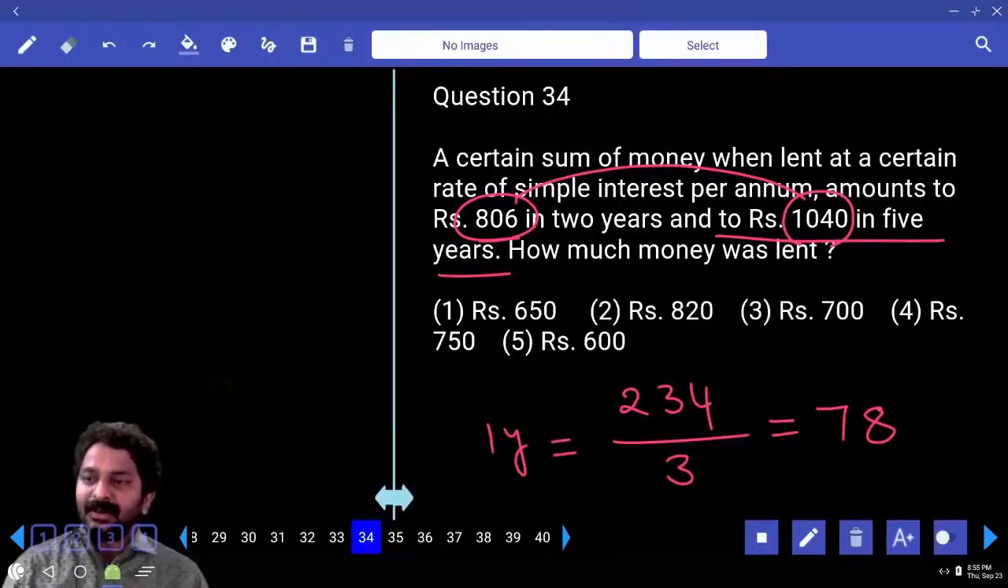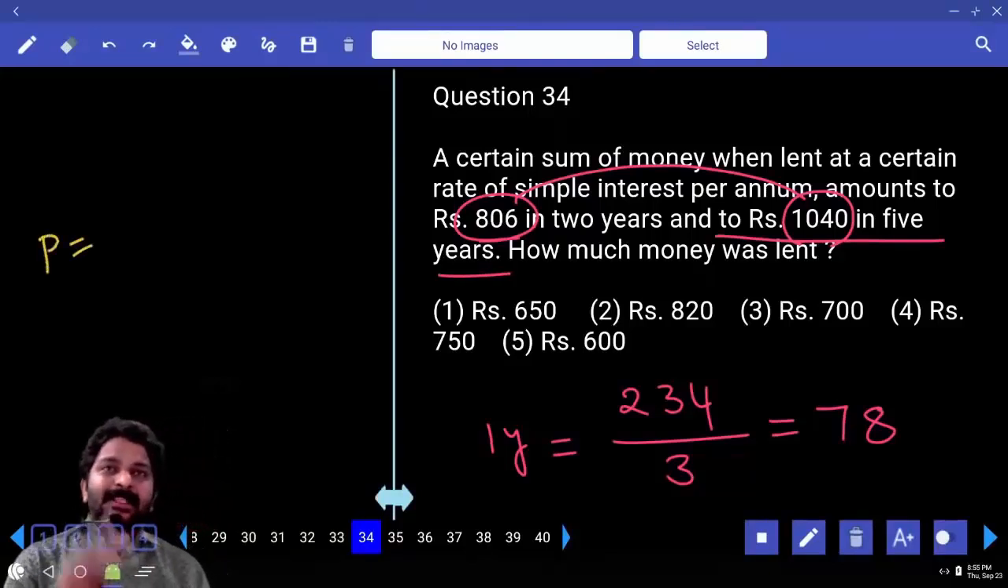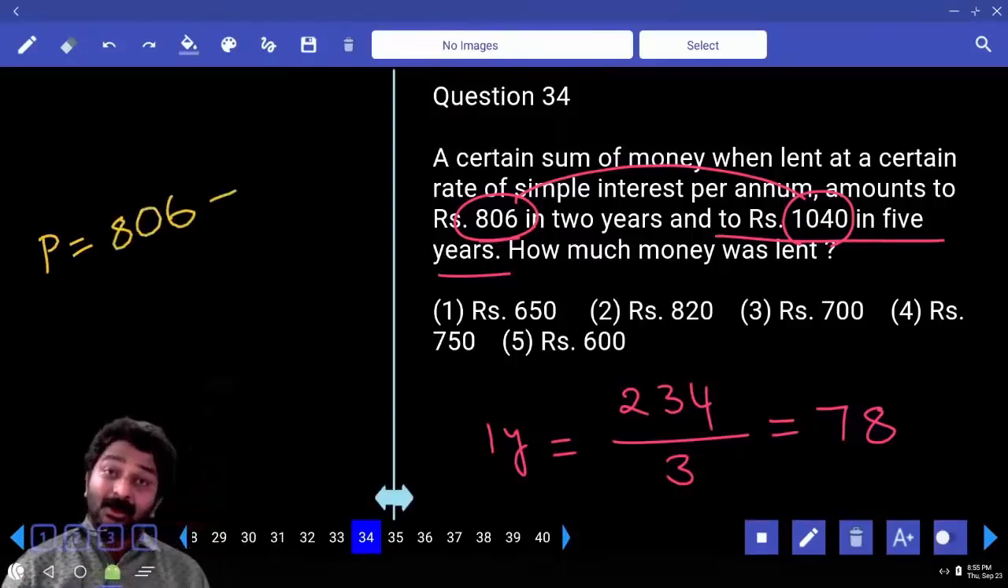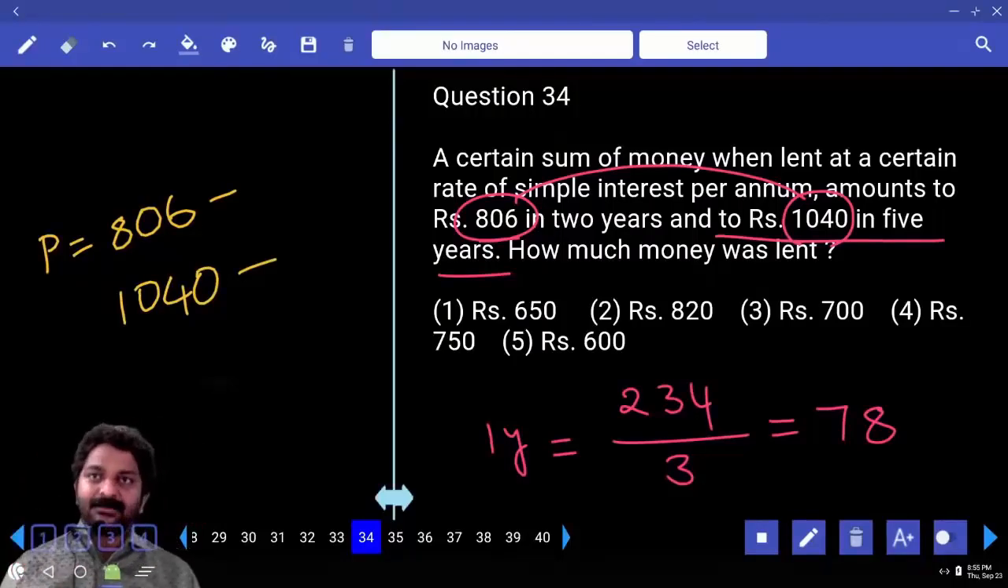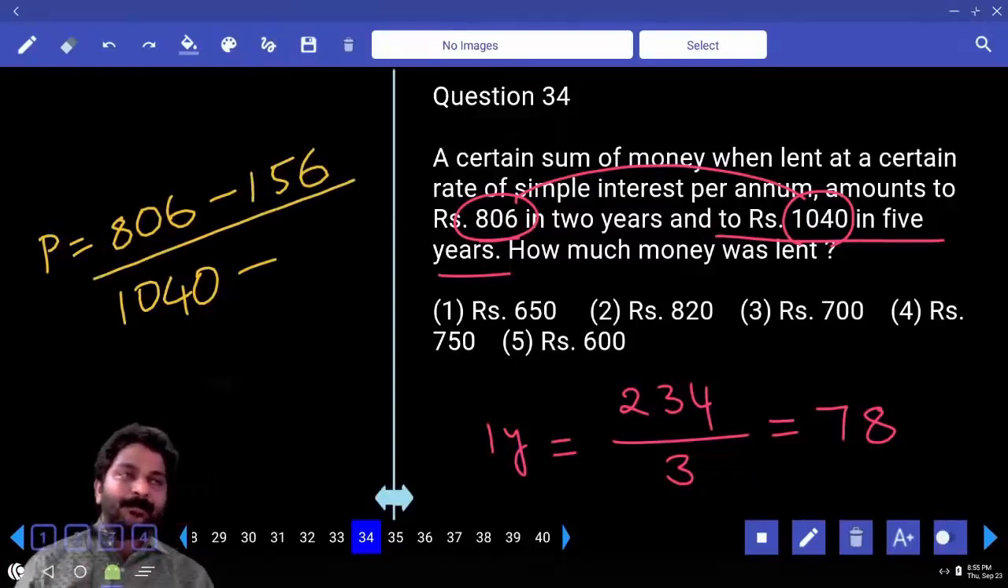This is what is cleared so far. Now what is your question? How much money was lent? Money in the sense we need to calculate principal only. So to get principal there are 2 ways. From 806 you can subtract 2 years interest, or from 1040 you can subtract 5 years interest, which is simple. Subtracting 2 years interest. 1 year interest is 78. For 2 years, 156. How much is the answer? Come on. 650, first option.